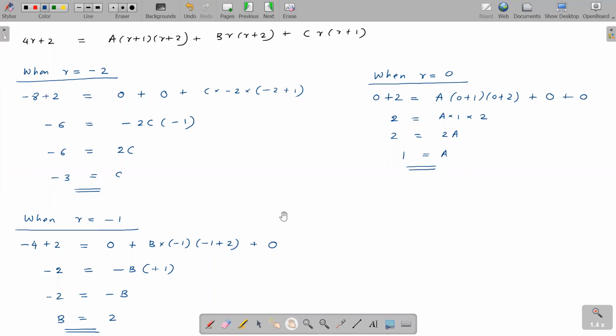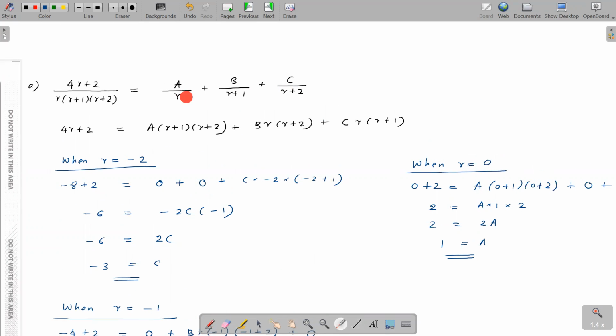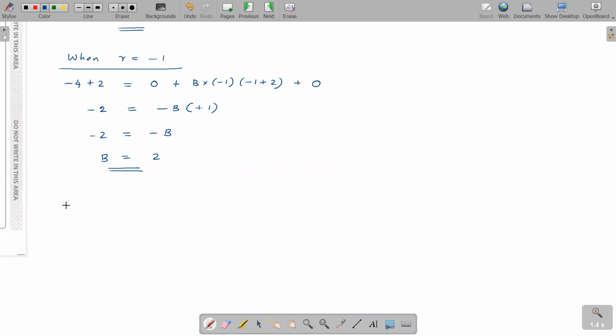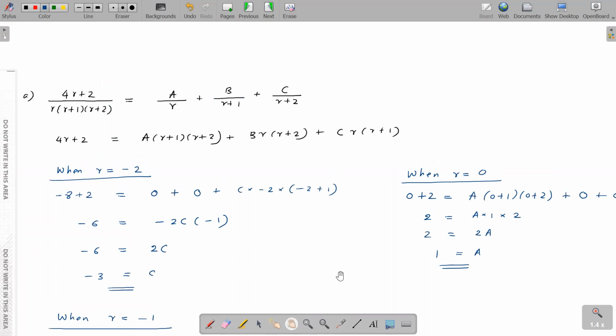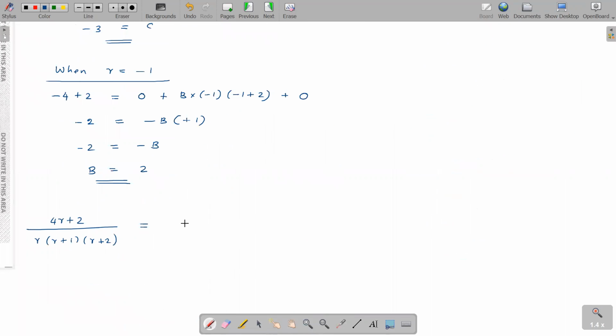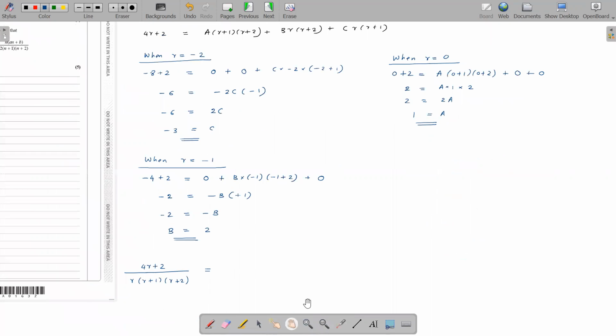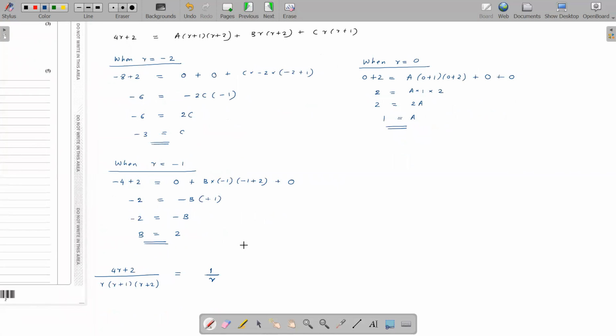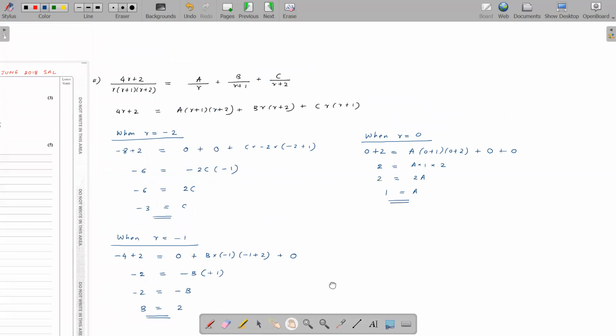Now what do we need to do? Input the values of ABC into the equation. What do we get then for the partial fraction? 4r plus 2 over r plus 1, r plus 2 equals, what do we get? A over r. Can I know what the a value was? A is 1, right? So 1 over r plus b over r plus 1, so plus b is 2 over r plus 1, plus c over r plus 2.